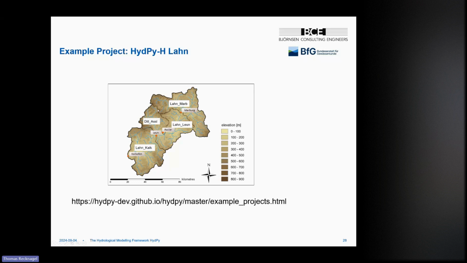For this, we have included in HydPy an example project. It's the Lahn River, a tributary to the Rhine in Western Germany, in Hessen, the federal state of Hessen. And in our example project, we have 1, 2, 3, 4 subbasins.